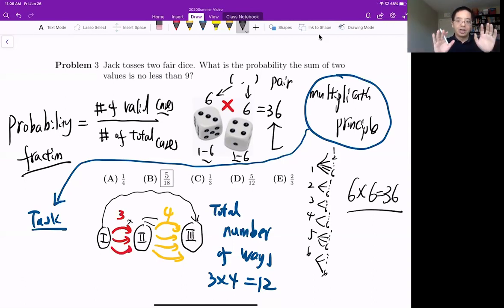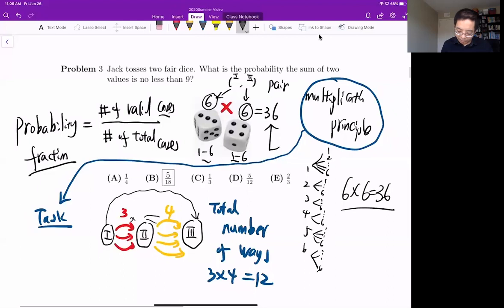Let me repeat. So say you want to finish your task. The task has several steps, right? Each step has different ways to finish. So the total number of ways is you do multiplication. So right here, I have 2 steps, right? First, I choose the number for the first die, and then I choose the number for the second die. And each one, I have 6 possible values. So that's why I do the multiplication, which is 36. All right, so this is the multiplication principle.